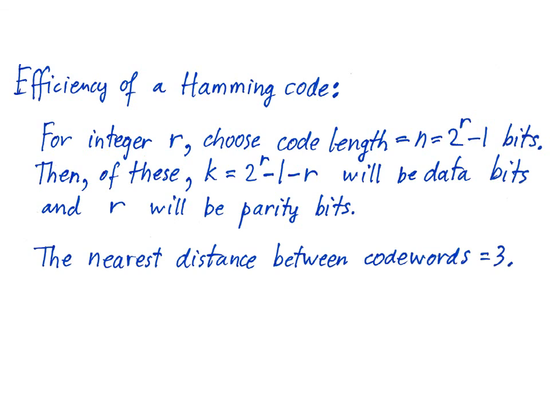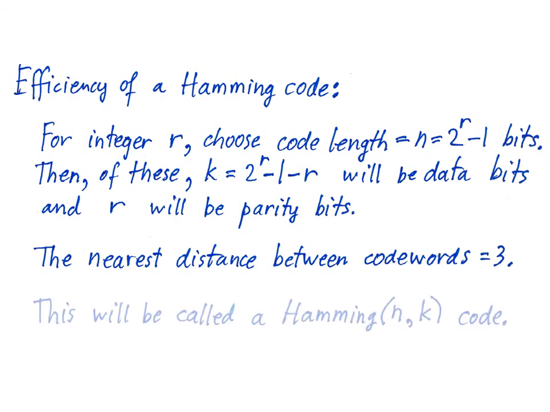The Hamming code word design process is one that guarantees that the nearest distance between any two code words is 3. And that allows us to correct for single bit errors. Such a code is called a Hamming n,k code.